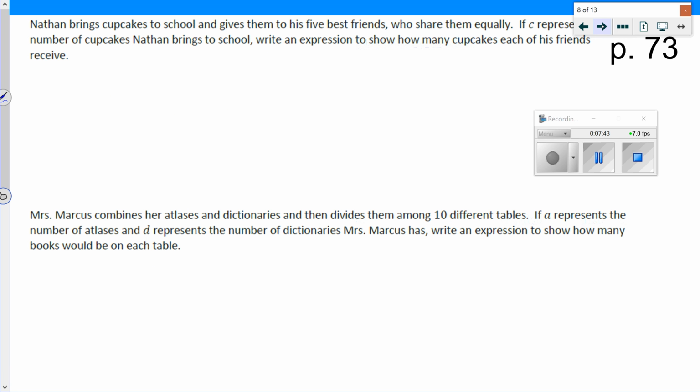Okay, next page. Nathan brings cupcakes to school, gives them to 5 of his best friends who share them equally. If C represents the number of cupcakes Nathan brings to school, write an expression to show how many cupcakes each of his friends get. Division. Either way is fine.